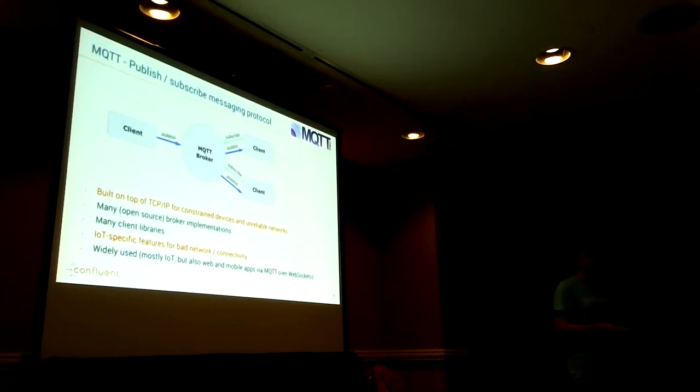And MQTT was specifically built for things like constrained devices and unreliable networks. I will talk about why Kafka is not the right thing for that in a minute, but that's why MQTT was built as a standard, exactly for that use case, IoT and unreliable infrastructures. And for that, it also has IoT-specific features, things like focusing on bad network and knowing what to do when the software is down or the hardware is down, when there is no network, and solving the problems and still getting the data to the other applications in the end.